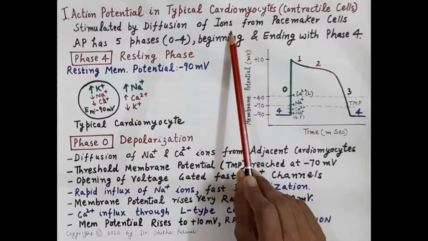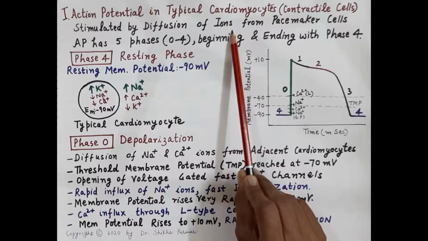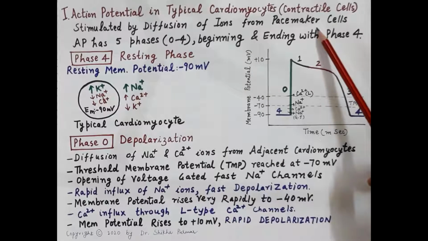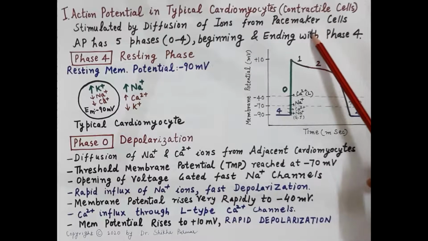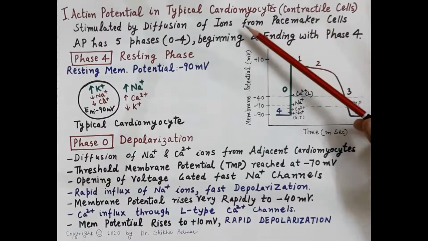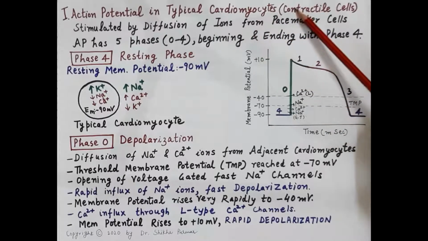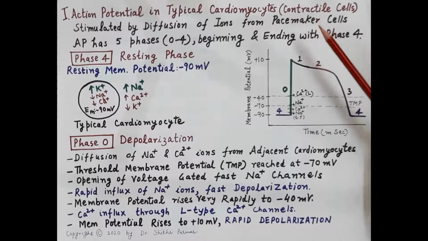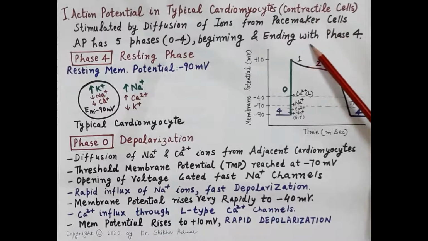These ions come either from the pacemaker cells which have been depolarized, or from the adjacent normal cardiac cells which have undergone depolarization. So diffusion of sodium and potassium ions in these contractile cells results in their stimulation. And the action potential of these normal cardiac cells shows 5 phases.